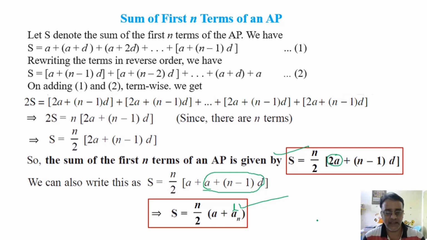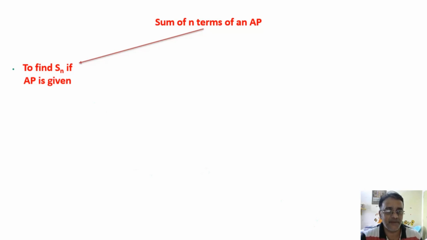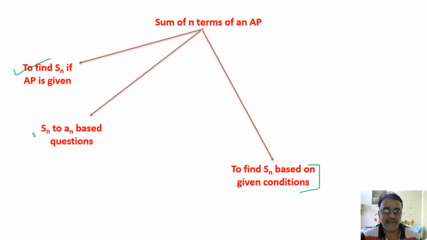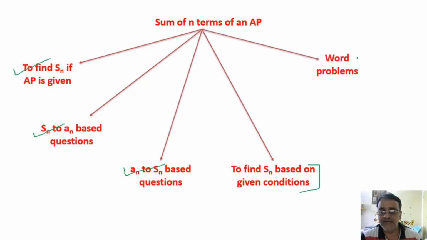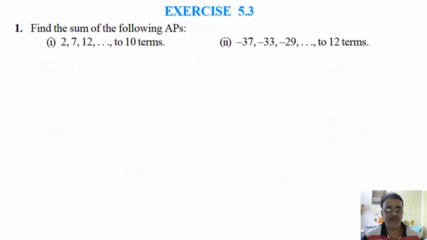If the AP is given, then the total number of terms is given. Before that, let us have a glance at the different types of questions to find Sn: if the AP is given and the value of n is given; to find Sn based on some given condition, this I will tell you; Sn to An based questions, An to Sn based questions, and word problems. The last one is additional problems. This also we will do. So let us start with the first type of question.